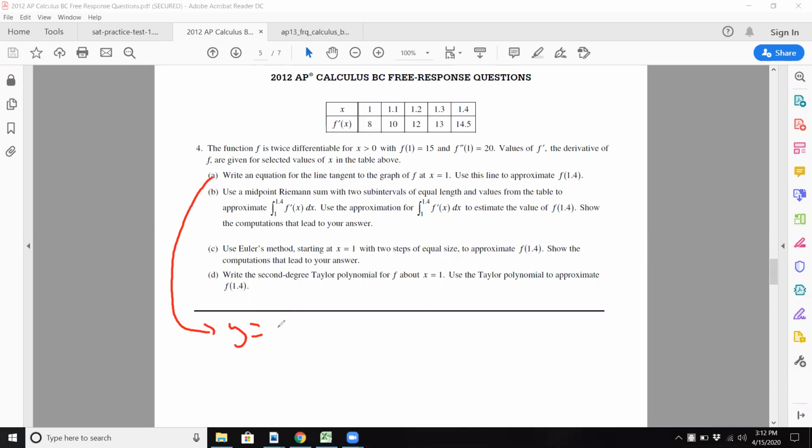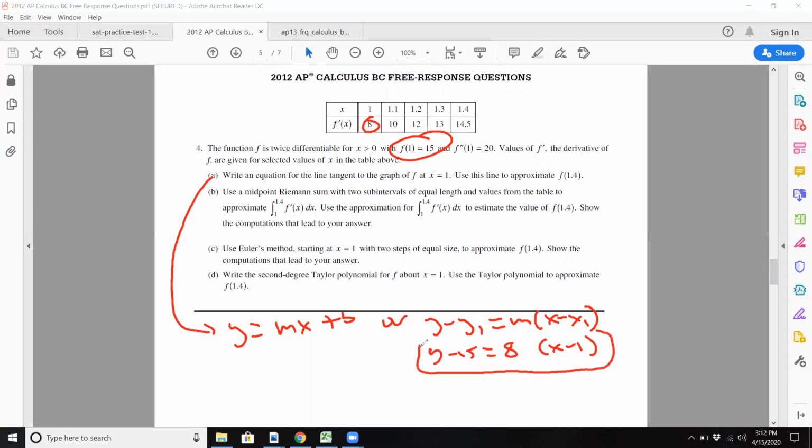y equals mx plus b, or you could also do this, right? And we kind of know that f of 1 is 15, so you can do y minus 15, x minus 1, and your slope is going to be the derivative, which of course is 8. So they're fine if you leave it like that. You don't really need to do much else with that one. Yeah, so that one should be pretty straightforward.